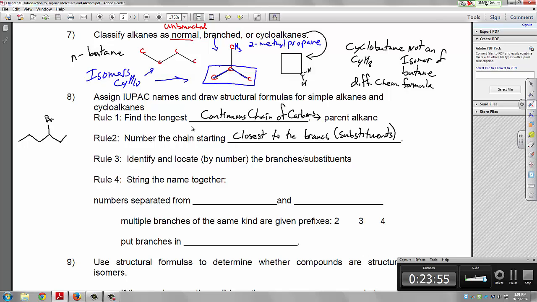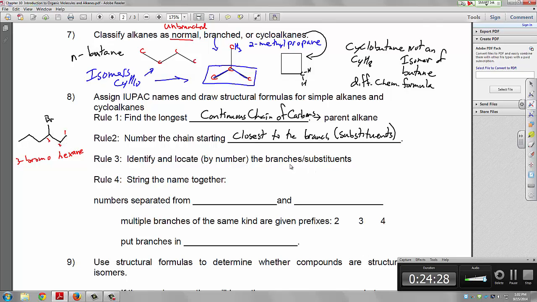So in this case, we've got how many carbons here? 1, 2, 3, 4, 5, 6. That tells us this is a hexane. And we're going to start at the end closest to the branch. So we're going to start here: 1, 2, 3. In carbon 3, we have a bromine. So it's 3-bromohexane. We would not start at the left side where it would be 1, 2, 3, 4 carbons before we get there. So start closest to the branch.